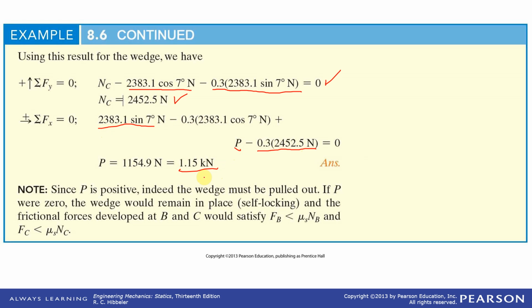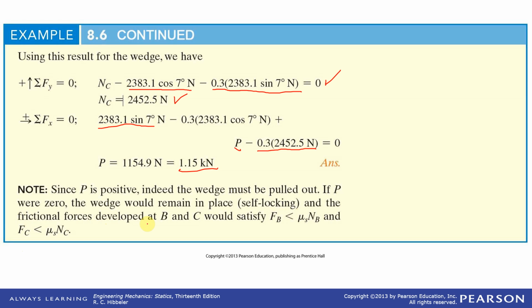It takes a positive force to pull it out. The wedge would just stay in place all by its lonesome if that force equaled 0. If the force is less than 0, that means the wedge would pop out all by its lonesome. Okay, and this is P at impending slip. So it does satisfy FB equals mu S NB, FC equals mu S NC at those 2 points.